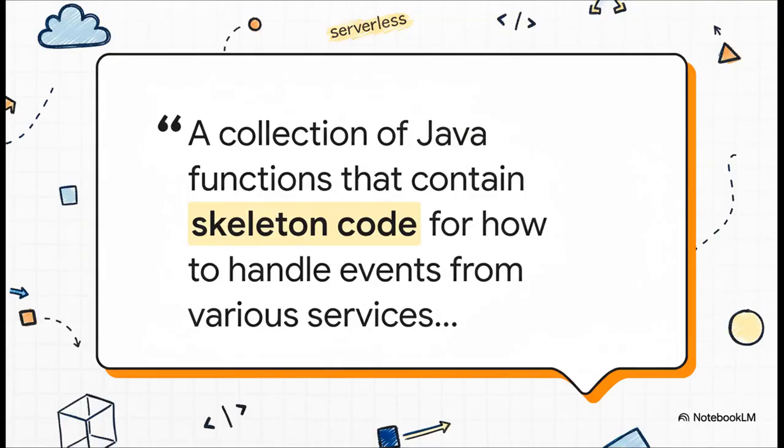And speaking of events, if you're working with Java, you have to check out the Java Events repository. It is an absolute goldmine, seriously. It's packed with boilerplate code for handling events from pretty much any service you can think of. API Gateway, SQS, Kinesis. It saves you so much time because you don't have to go digging through the docs to figure out what the event payload looks like for each one.